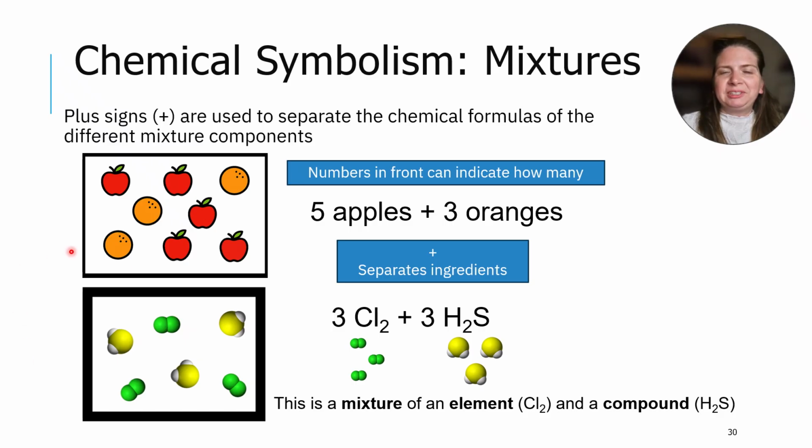When using chemical symbolism to describe mixtures, plus signs are used to separate the chemical formulas of the different substances within the mixture. Numbers are placed in front of a chemical formula to indicate how many of that particle are present. For example, if we had 5 apples and 3 oranges, we could represent this as 5 apples plus 3 oranges. In chemistry, if we have 3 molecules of H2S and 3 molecules of Cl2, we can write this as 3 H2S plus 3 Cl2. The order the substances are listed in a mixture does not matter.